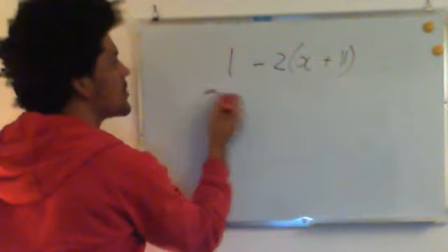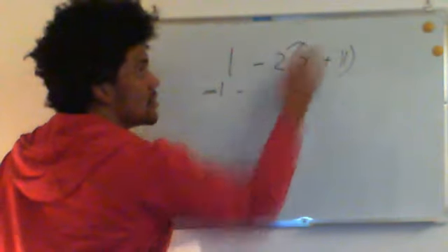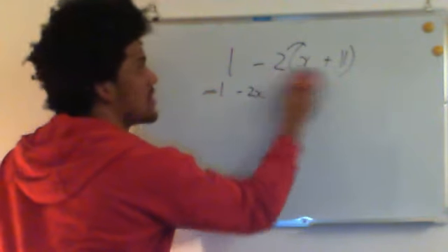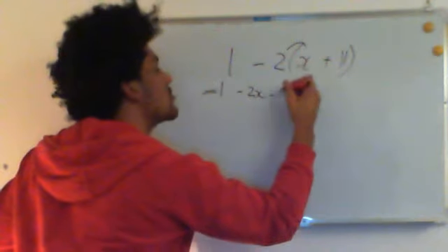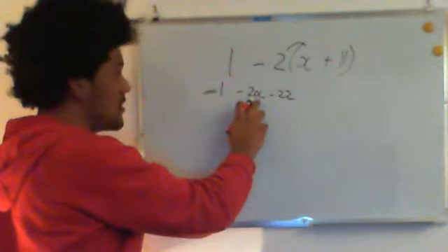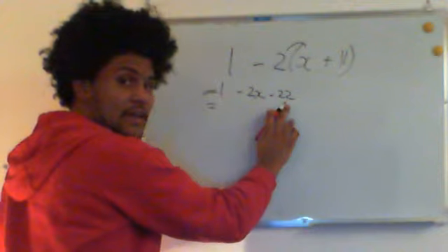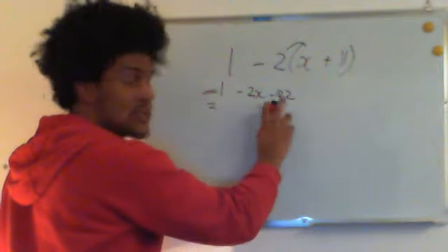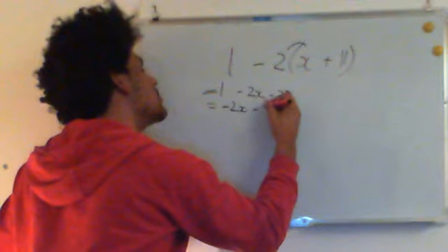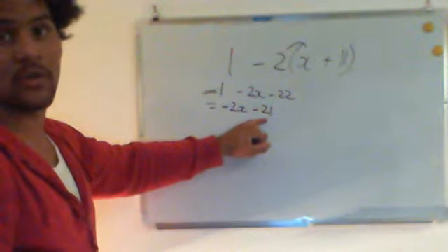So you'll have this going to equal 1, and then you're going to multiply the minus 2 by the x, so it's going to be minus 2x. Multiply the minus 2 by the 11, so it's going to be minus 22. So you then have minus 2x, and then you have this 1 and this minus 22, which you're going to combine together. So 1 minus 22 is going to give you minus 21. So you get minus 2x minus 21.